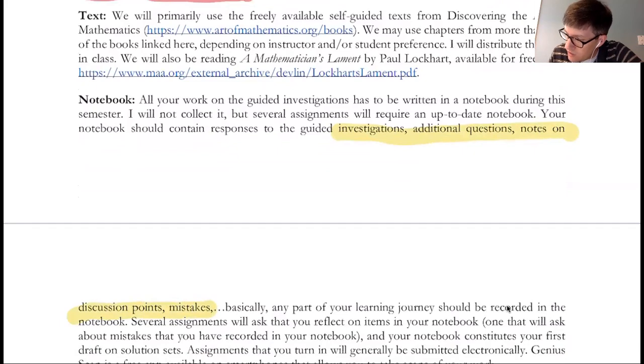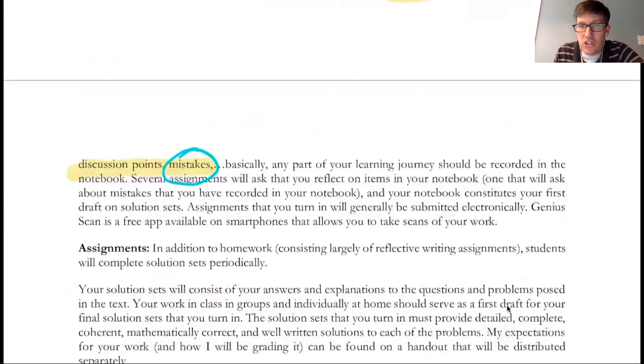So it should also contain your mistakes, and that's, oh my goodness, that's not what I wanted to do. Let's try again. Let's do a little one. Right. That's a little bit different than you've seen before. If you've got a mistake, don't scratch it all out, right? Just say, oh, that was a mistake, and then come and fix your mistake later on. That's a part of your learning journey and should be recorded, okay? So every part of that learning journey should be recorded in your notebook. Okay, so there will be several assignments that ask you to reflect on items in your notebook.